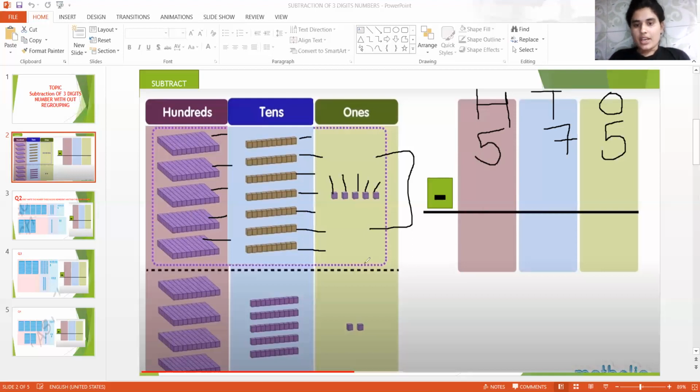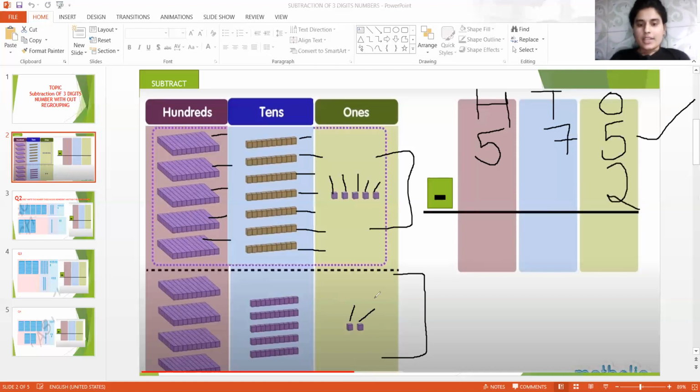Let's move to this portion, because for subtracting, we need two numbers. Here we have found only one number. We need the second number also. So let's find out the second one. Here, how many ones? 1, 2. So 2 ones, write it, 2 ones.